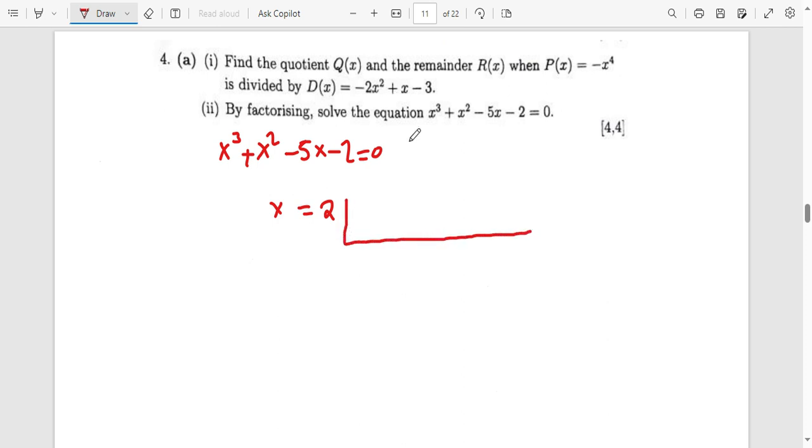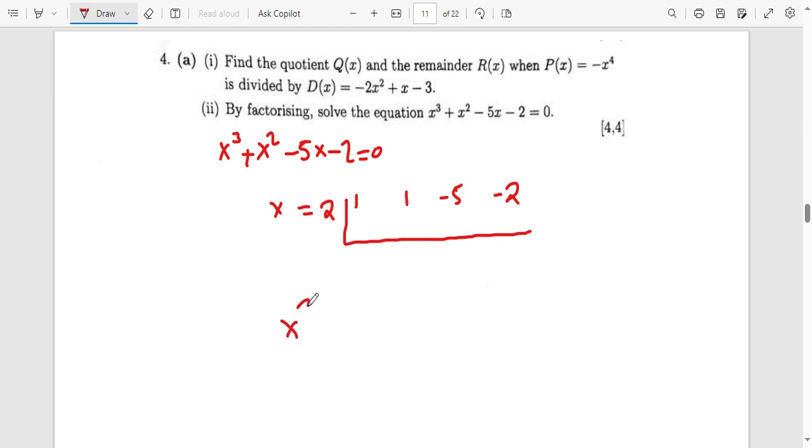And then I'll write the coefficients of this expression. The number in front of x to the power 3 is a 1. The number in front of x power 2 is a 1. In front of x is a negative 5, and the constant is negative 2. Make sure that the powers are decreasing.